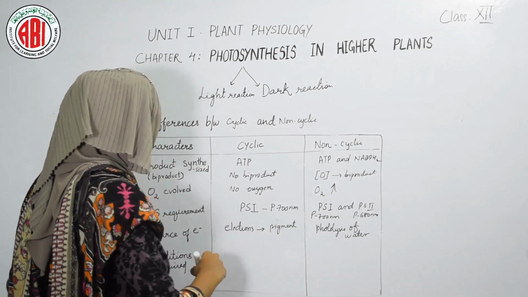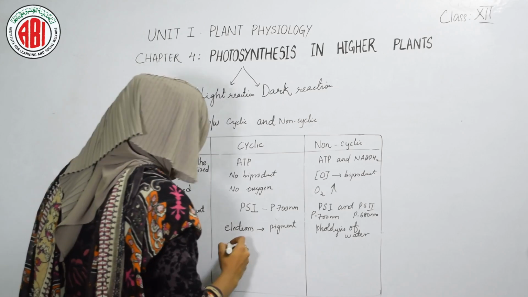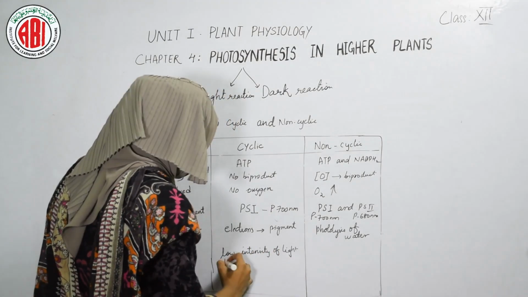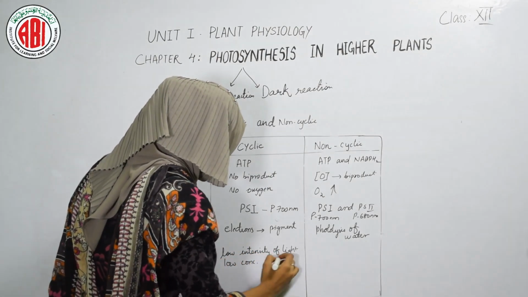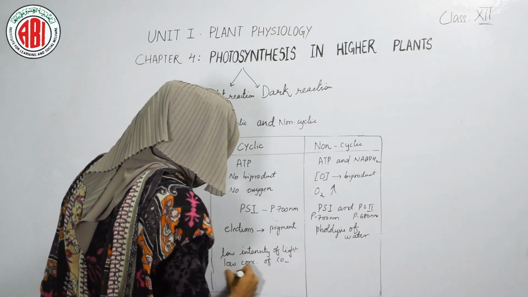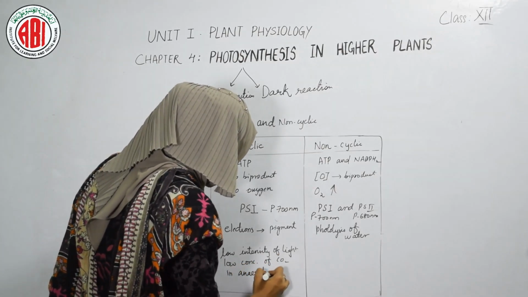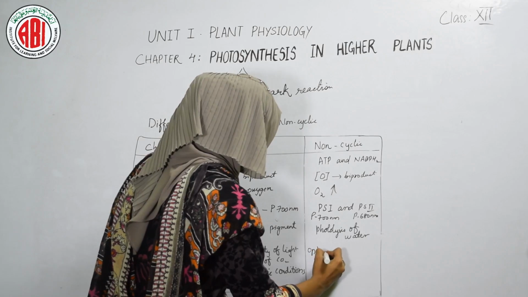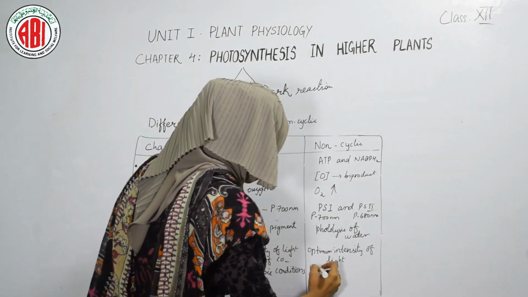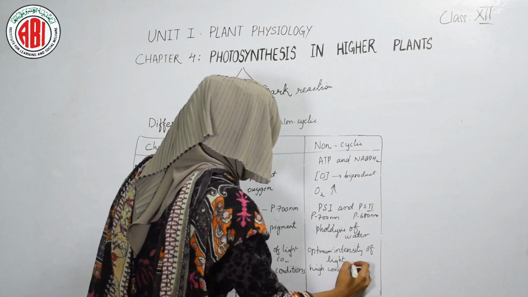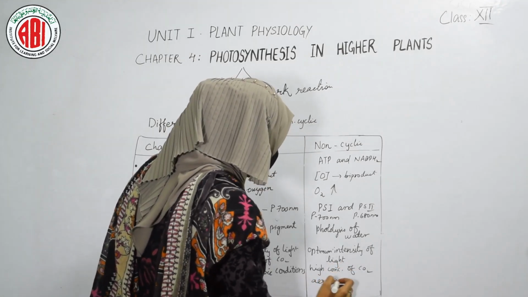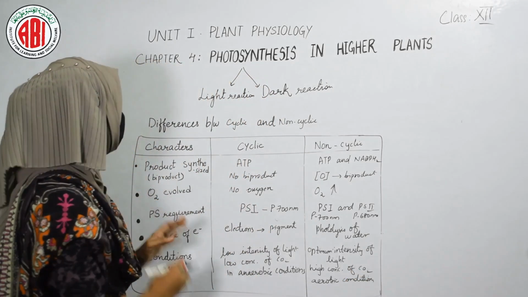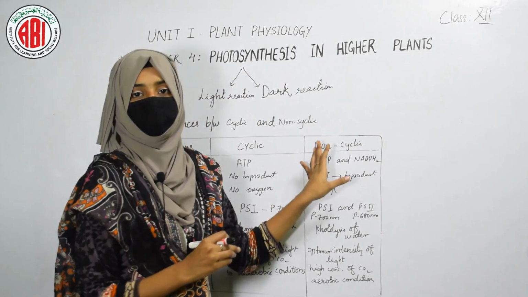The next one is conditions required. In cyclic photophosphorylation, low intensity of light and low concentration of carbon dioxide are required, and it can take place in anaerobic conditions, that is in the absence of oxygen. But in non-cyclic photophosphorylation, optimum intensity of light and high concentration of carbon dioxide are required, and it takes place only in the presence of oxygen, that is in aerobic conditions. So this is about the differences between cyclic and non-cyclic photophosphorylation.